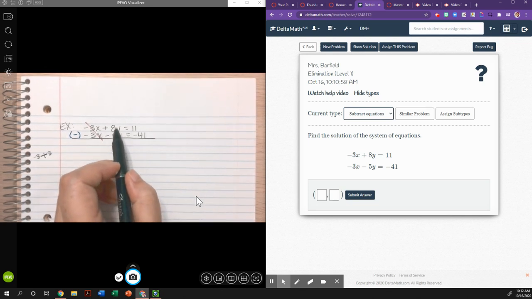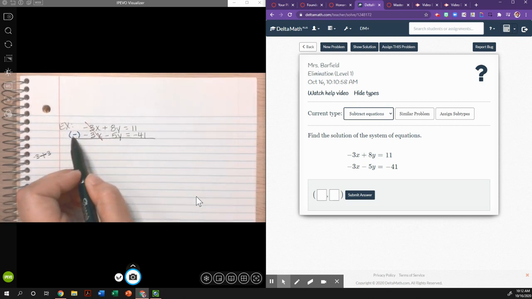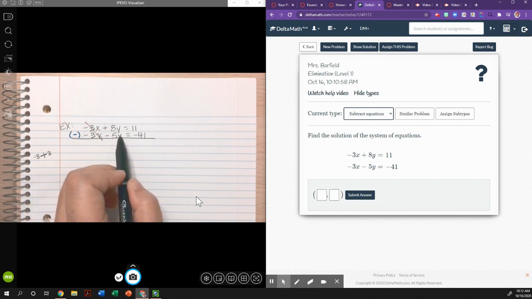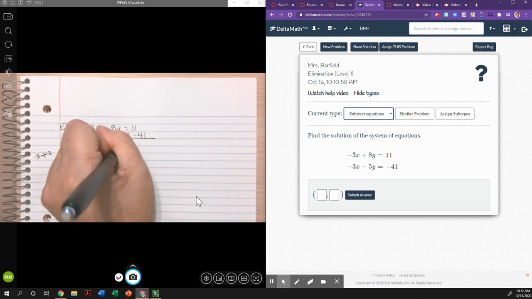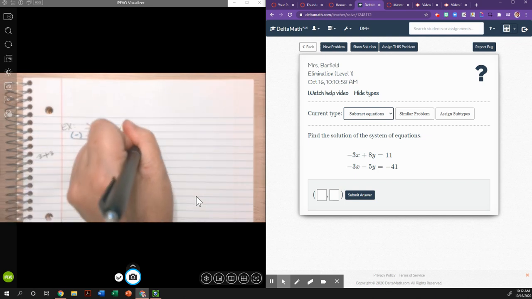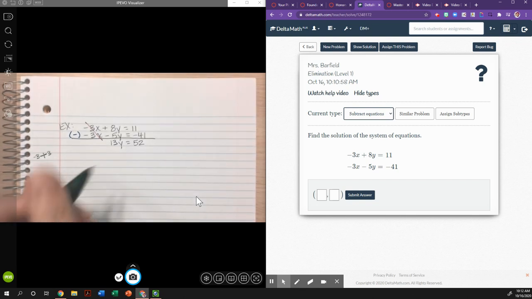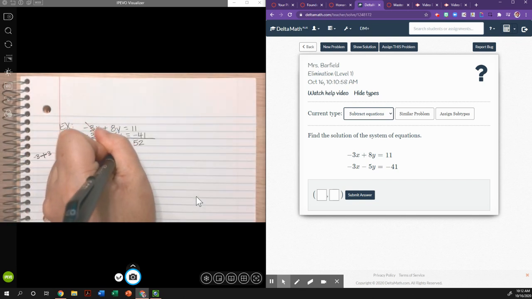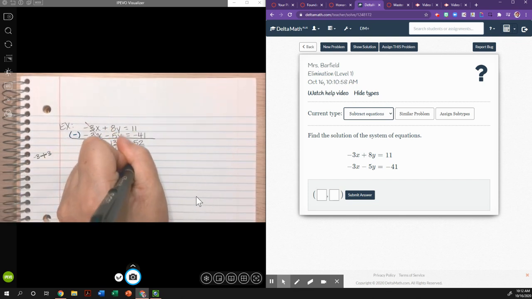Then you have to be careful about how you approach these next ones. So 8 minus negative 5, well, that's really 8 plus 5. So 13y equals, and 11 minus negative 41 is 11 plus 41, so that is 52. Now I'm going to divide both sides by 13 and I get y equals 4.